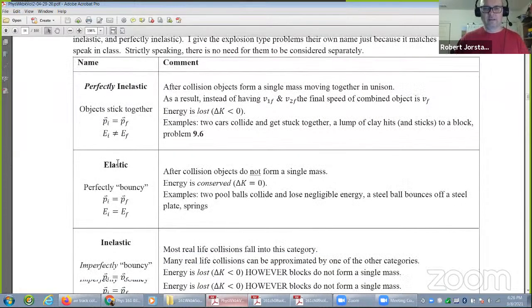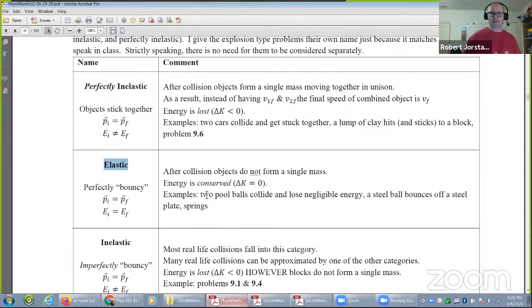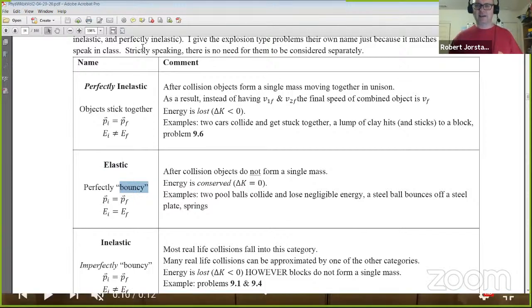What if they completely bounce off? That term is called elastic. I like to think of rubber bands as like elastic bands. So rubber bands cause bouncy collisions, perfectly bouncy. Look at the subtle difference between a perfectly inelastic and an elastic. In an elastic, energy is conserved. In an inelastic, energy is not conserved. And that's actually true whether it's perfectly inelastic or just regularly inelastic.